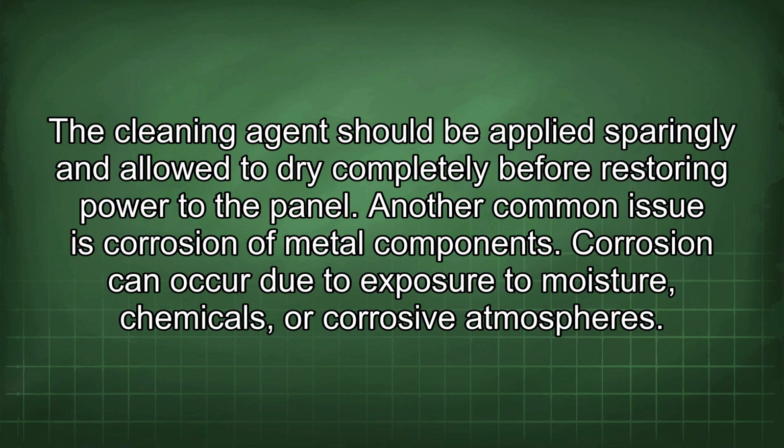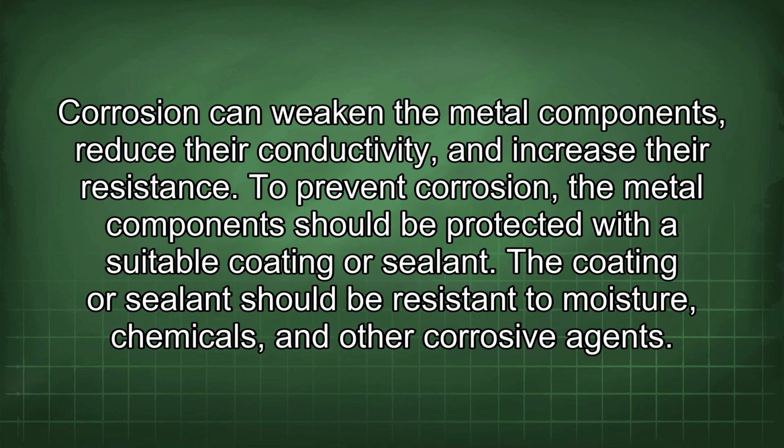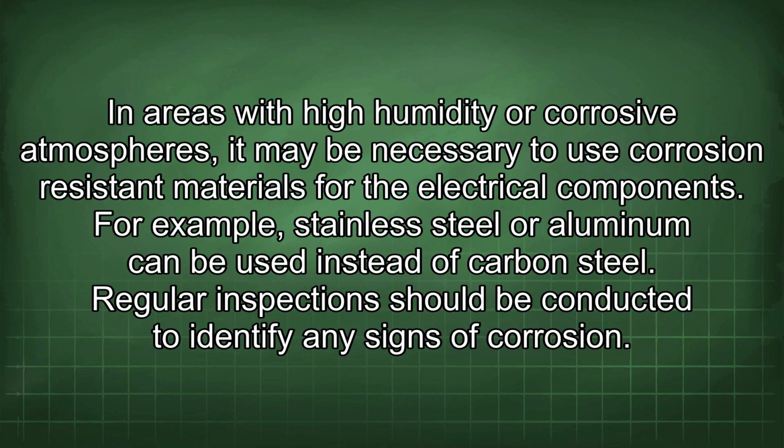Another common issue is corrosion of metal components. Corrosion can occur due to exposure to moisture, chemicals, or corrosive atmospheres. Corrosion can weaken the metal components, reduce their conductivity, and increase their resistance. To prevent corrosion, the metal components should be protected with a suitable coating or sealant. The coating or sealant should be resistant to moisture, chemicals, and other corrosive agents. In areas with high humidity or corrosive atmospheres, it may be necessary to use corrosion-resistant materials for the electrical components. For example, stainless steel or aluminum can be used instead of carbon steel.